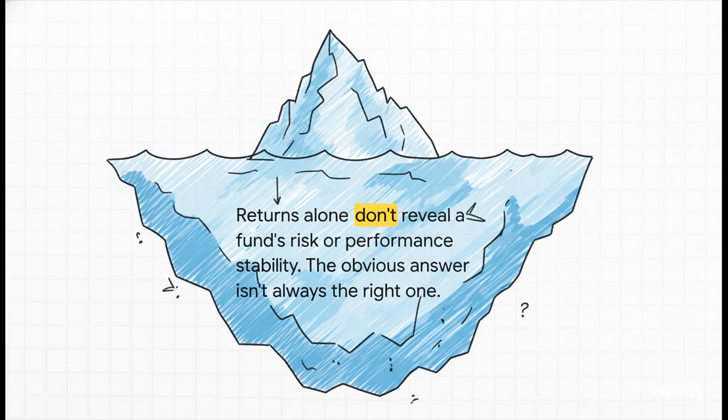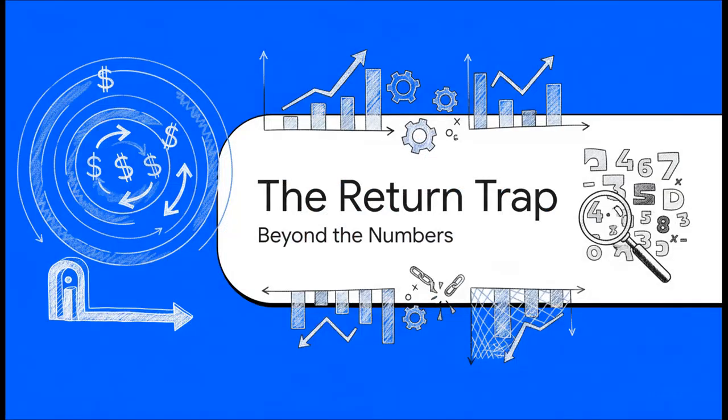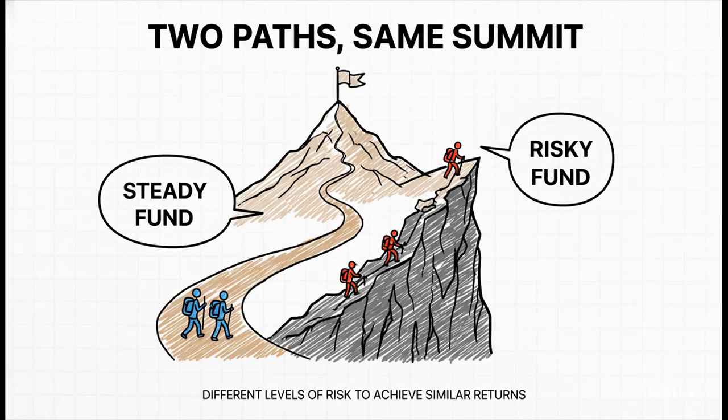And that's because, as you're about to find out, the really important stuff is almost always hidden just below the surface. That big, shiny return percentage just isn't giving you the whole picture. This leads us straight into something called the return trap. And honestly, it's one of the biggest mistakes investors make, just grabbing the fund with the highest past return and calling it a day.